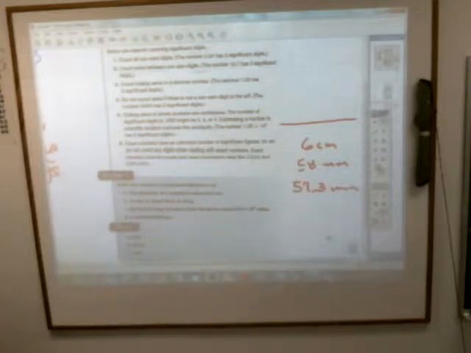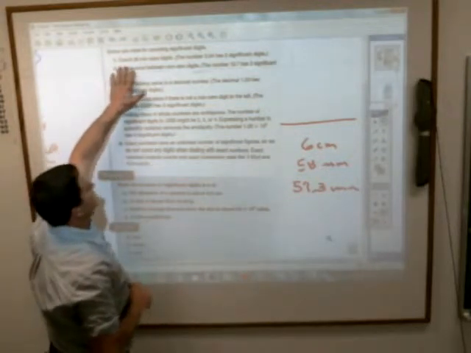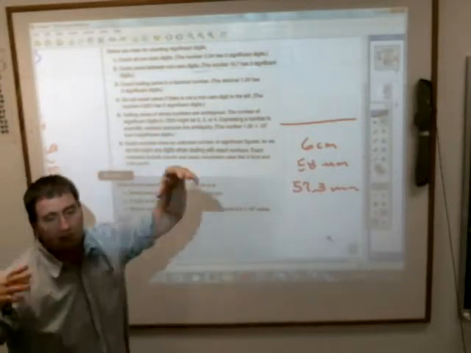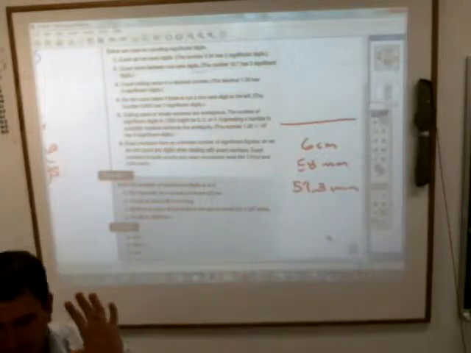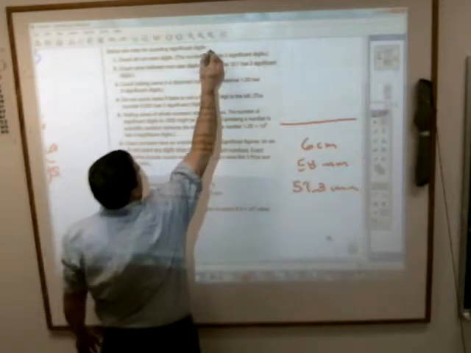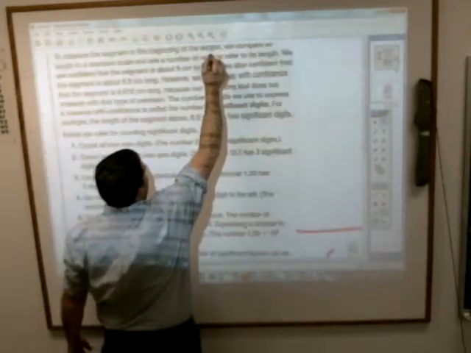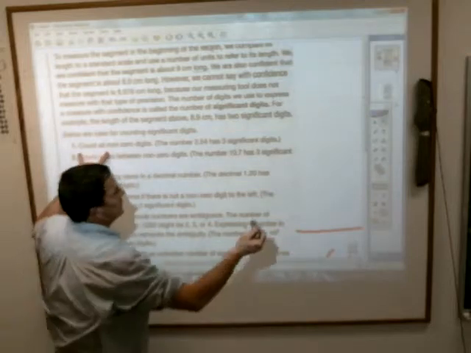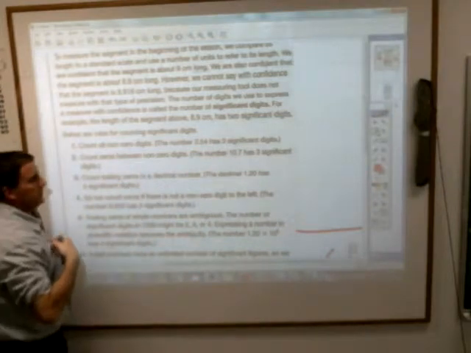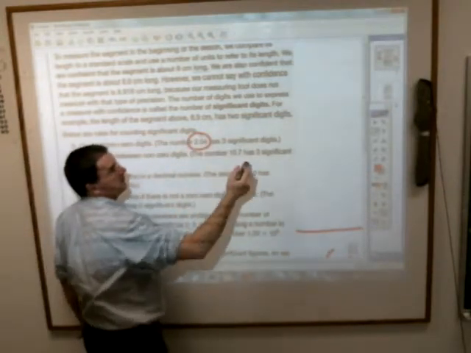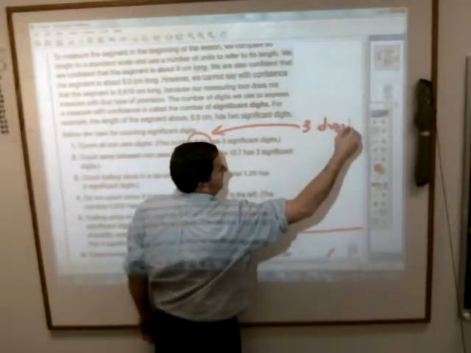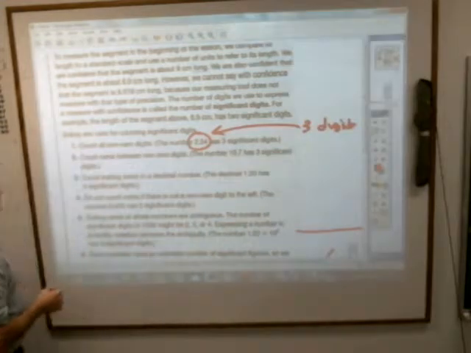There we go. Okay, first of all, they give you some examples here, so write this down. You count all non-zero digits. So if there's no zero, you only have to worry about significant digits when there's actually a zero that appears in the number. For example, 2.54, which is how many centimeters are in an inch, has 3 significant digits, 3 digits that count. There's no zeros there, so we don't have to worry about that.